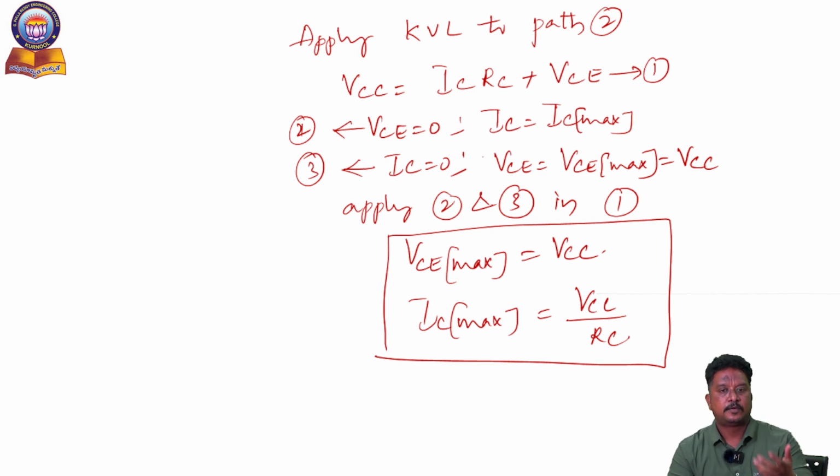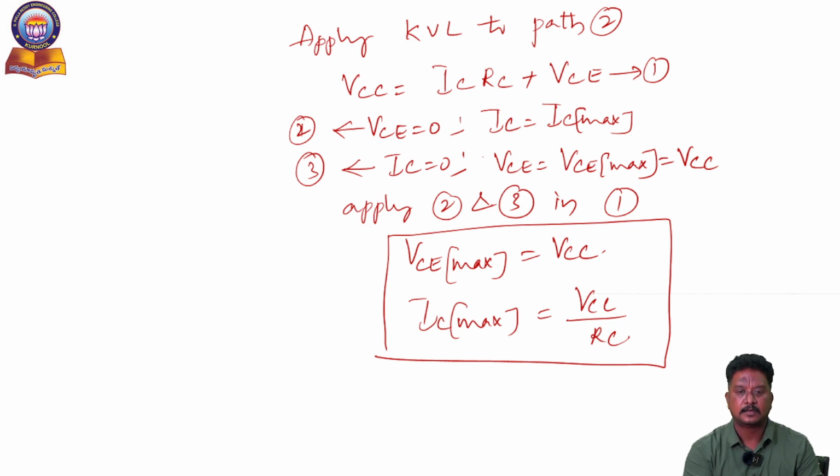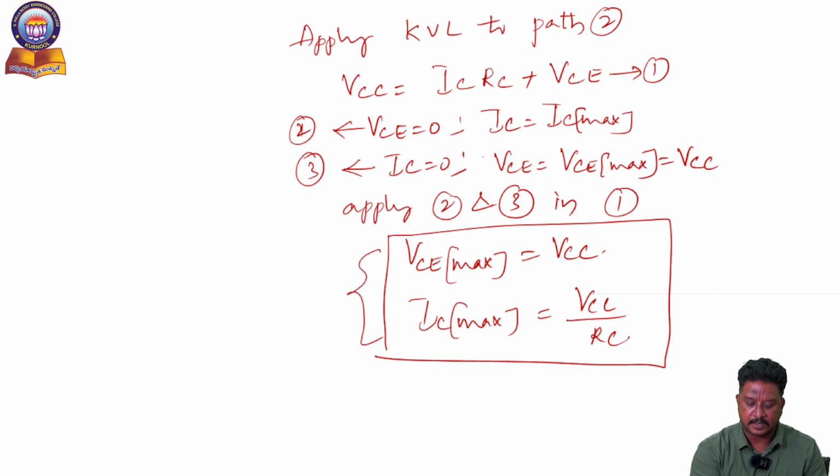Once you come across any numericals, then you will try to understand. Later I will try to go for the numericals. First I am concentrating on theoretically how we locate the DC load line as well as the operating point. These 2 points are required to locate the DC load line.